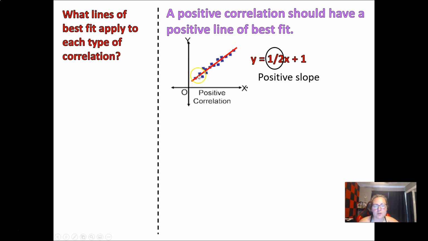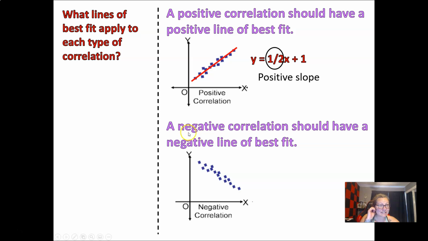But you'll notice this line does not cross every point. That's okay. We're drawing a normal straight line. We are not connecting the dots. It's a single line that goes through as best it can. And a positive correlation graph would have a positive slope for the line equation.